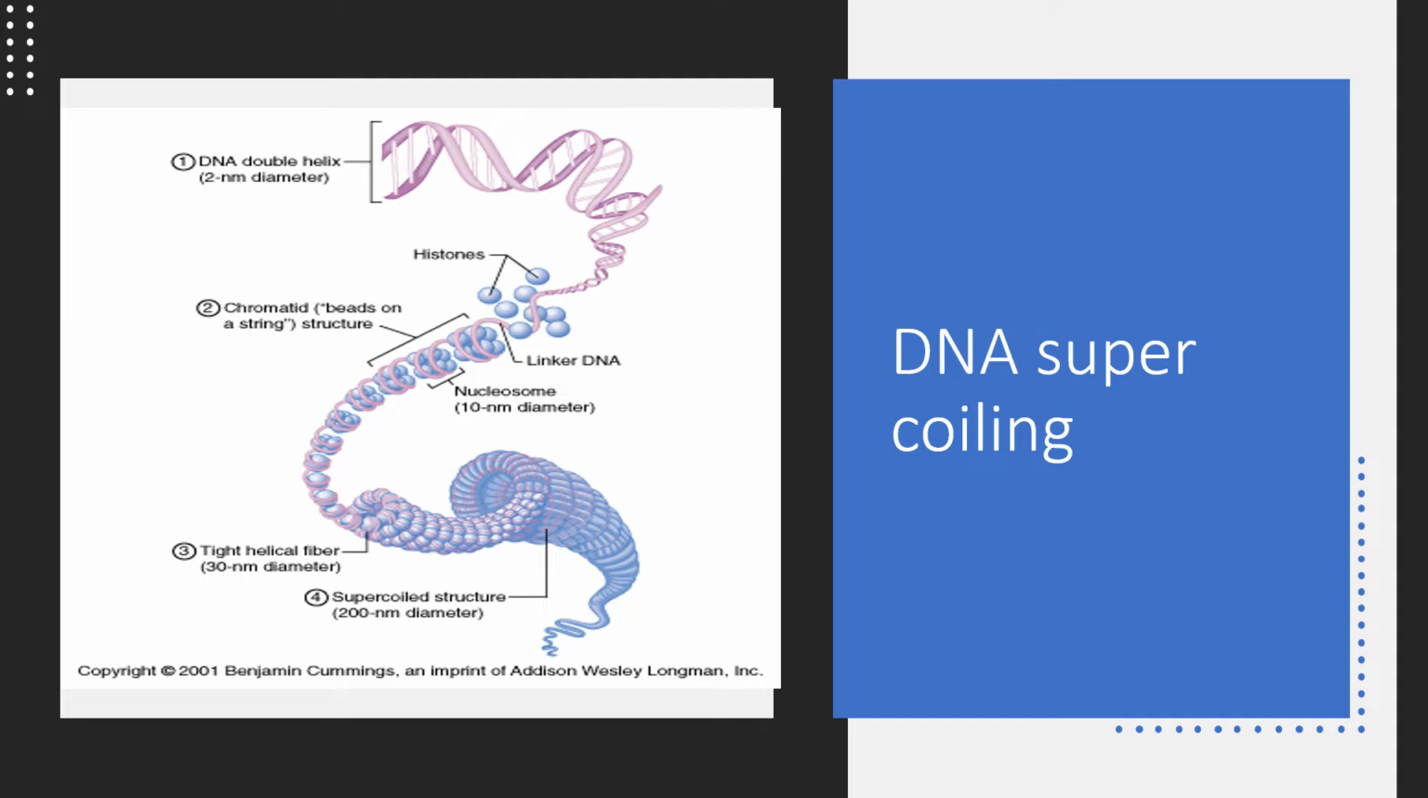DNA supercoiling. What is DNA supercoiling? Supercoils are twisted three-dimensional structures which are more energetically favorable for transcription as well as for translation. So this is the advanced stage of DNA molecules within the nucleus, that is supercoiling. So we are going to discuss supercoiling of DNA molecules.